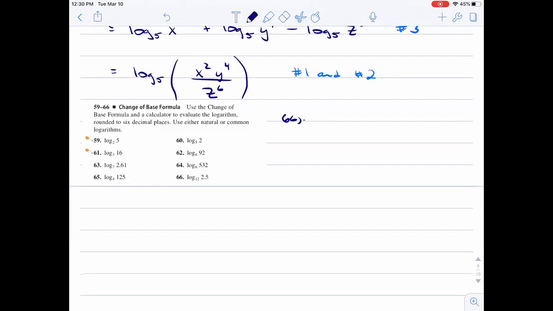I said that I would use the change of base formula just using the natural logs. If you prefer the common logs, log base 10, that's fine. Just use one that's on your calculator and it doesn't matter. If we want to solve the log base 12 of 2.5, that's going to be the same thing as the natural log of 2.5 divided by the natural log of 12.